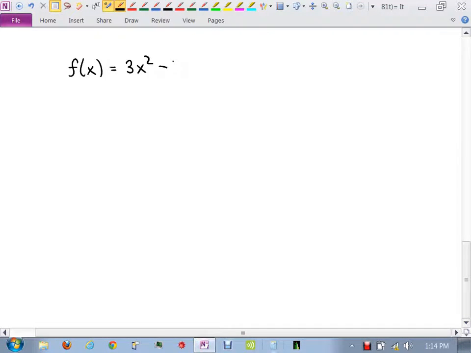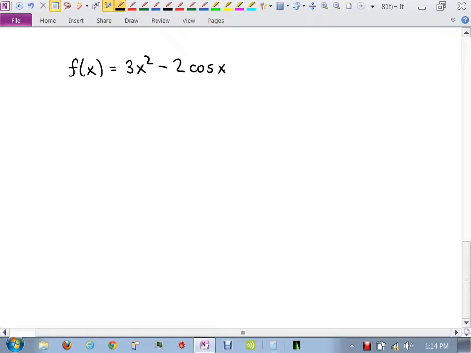minus 2 cosine x. Now, in 2.3, we actually are allowed to use the formulas now. Okay, so we're allowed to use the shortcuts. So we don't have to do a limit, h goes to 0 anymore.